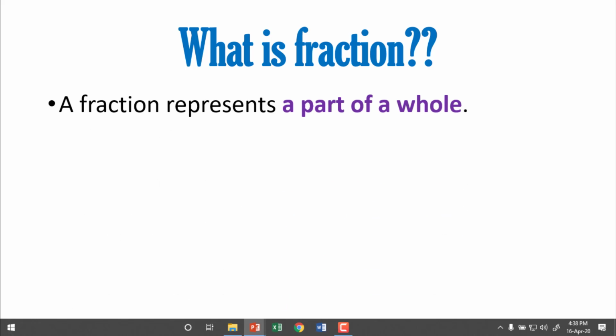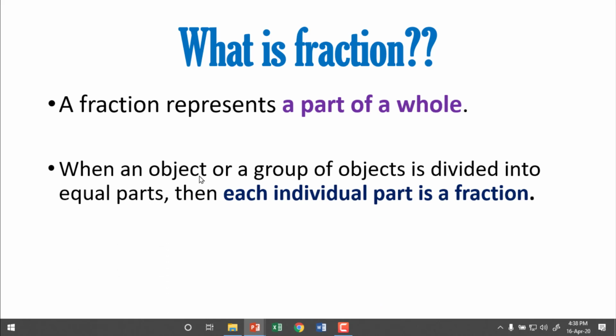A fraction represents a part of a whole. That means from a whole thing, how many parts we are going to deal with, that represents a fraction. When an object or a group of objects is divided into equal parts, then each individual part is a fraction. Let me make you clear.